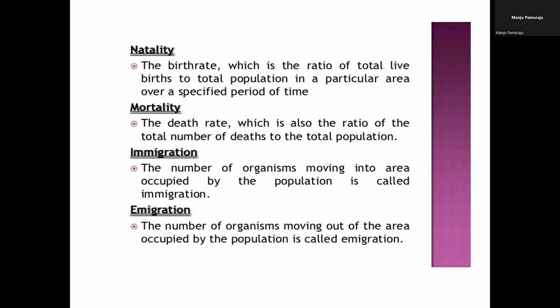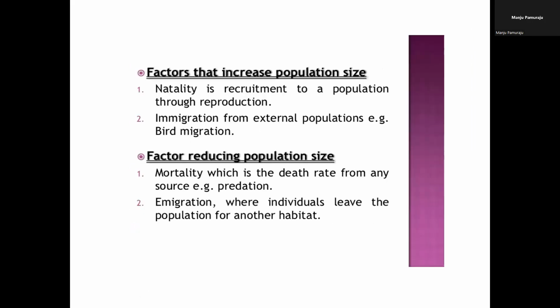The factors that increase the population size: natality increases the population size through reproduction, and immigration from external populations. An example for immigration is the migration of birds during some seasons towards a specific area, due to which the population size increases. Factors reducing the population size: mortality, which is the death rate from any source, for example predation or other environmental factors, due to which the size of the population decreases.